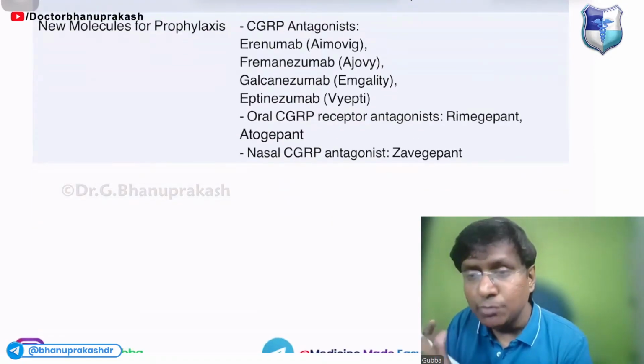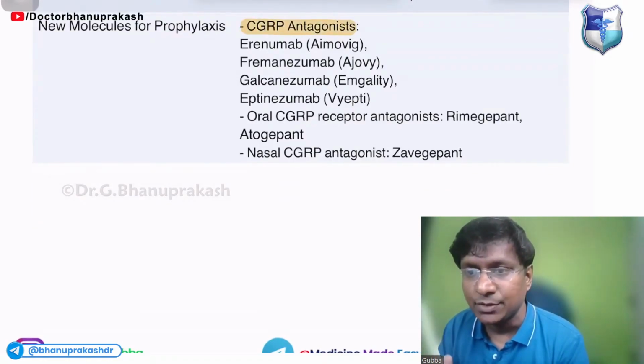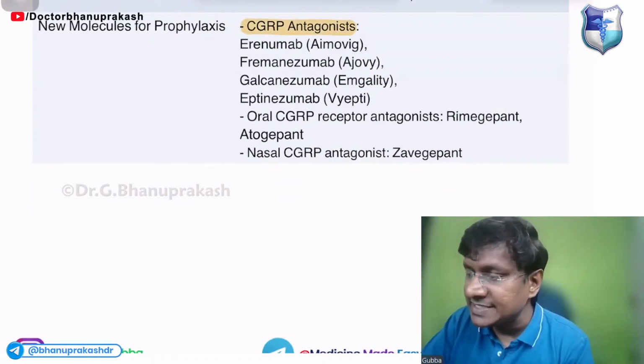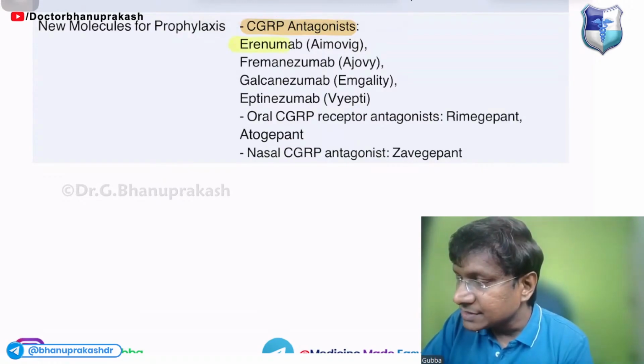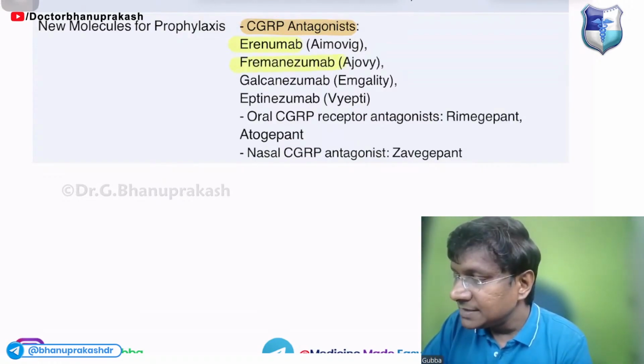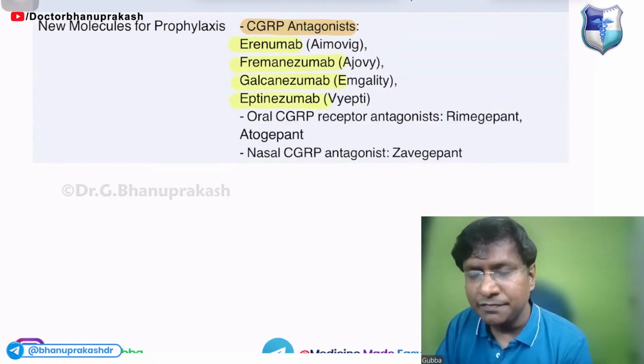And there are some new molecules which have come up for the prophylaxis of the migraine. And these new molecules are the CGRP antagonists. The examples of these CGRP antagonists include the following, right? That is erenumab. The other one is fremanezumab, then galcanezumab, then eptinezumab. So these are the new molecules, out of which we have some oral forms and some nasal forms.